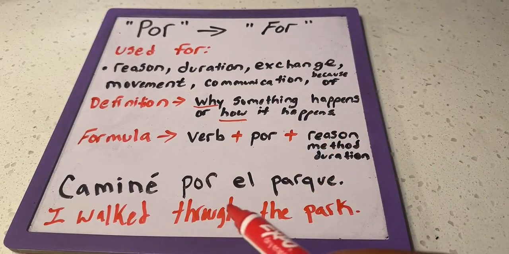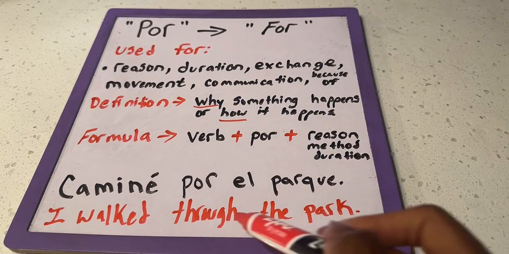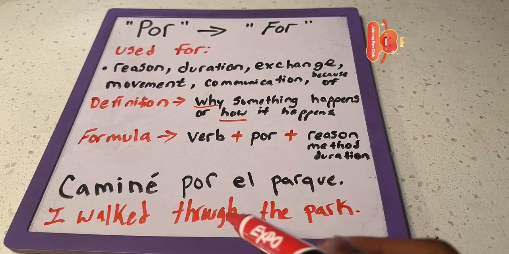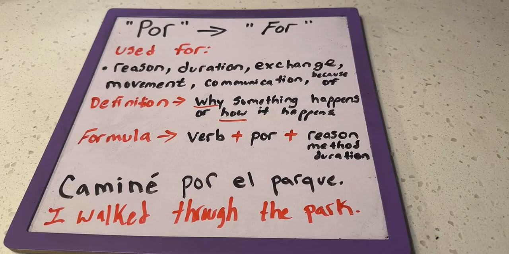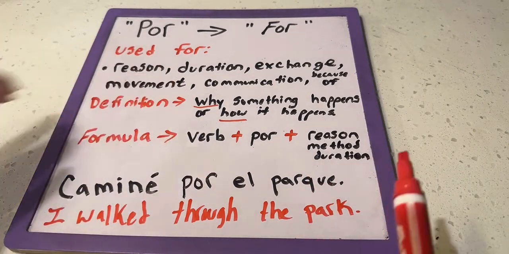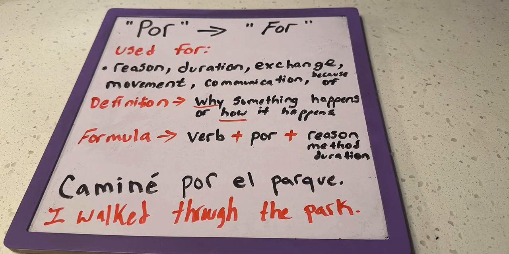So, okay, how did you get to the park? Yeah, through the park. How did you approach the park? Through it. Caminé por el parque. So if ever you're wondering how to say I walked through the park, you don't want to say caminé en el parque. We want to say caminé por el parque. That's just the correct term that we use to express movement or by way of which we do something. I'll give you another example.